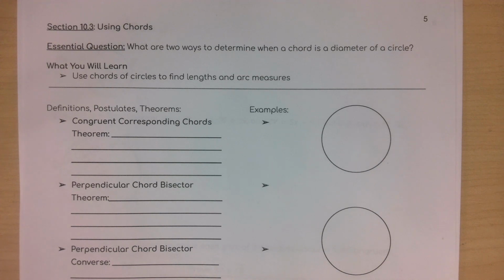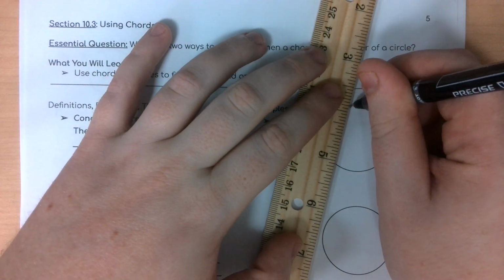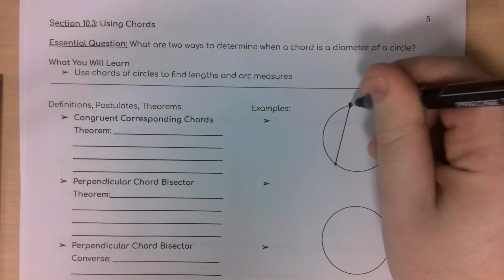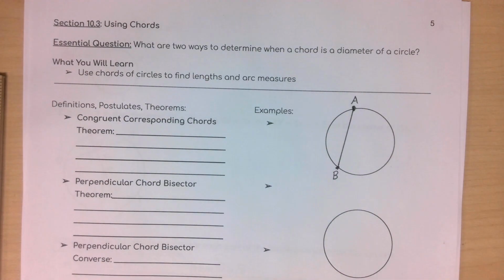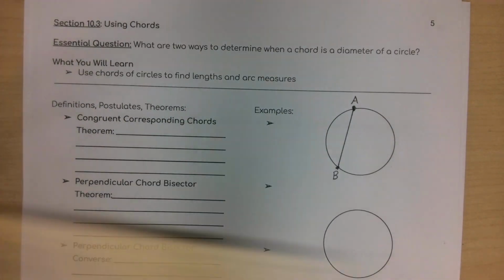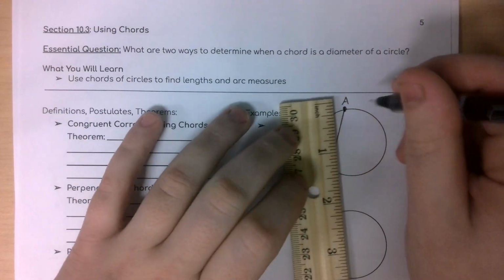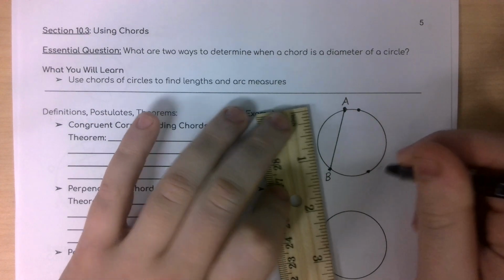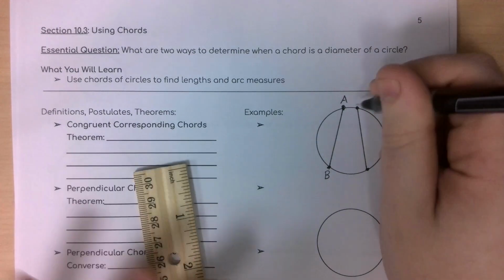Now remember that a chord is going to be a line segment that goes from one end of the circle to the other end of the circle. So for instance, this here we could call chord AB. But here's something interesting that we may notice. What happens if I draw a chord that looks almost the exact same as the other one? What if I drew two chords that are the same length?